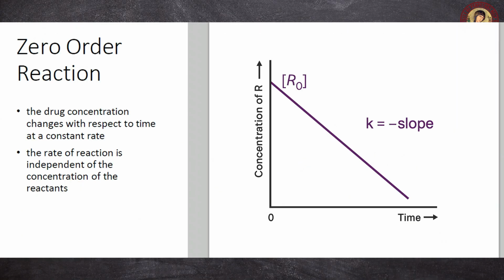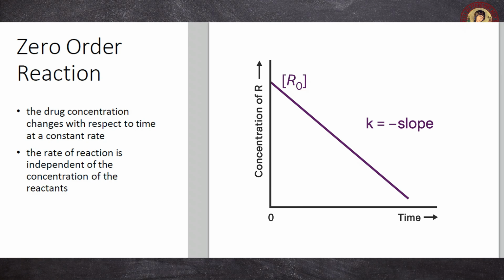Now let's talk about the zero-order reaction. In this type of reaction, the drug concentration changes at a constant rate over time, meaning kahit gaano pa karami o kakaunti ang reactant or drug present, the reaction proceeds at the same speed, steady, predictable, and independent of concentration. If you look at the graph, the line goes down straight and linear, showing that the concentration of the reactant decreases uniformly as time passes.